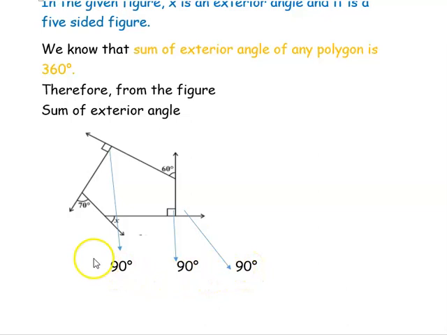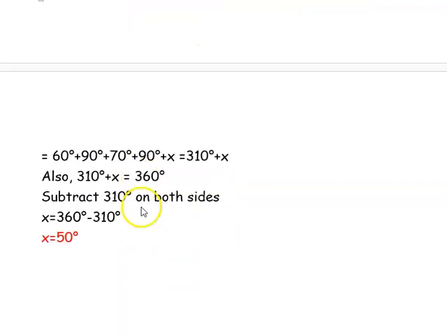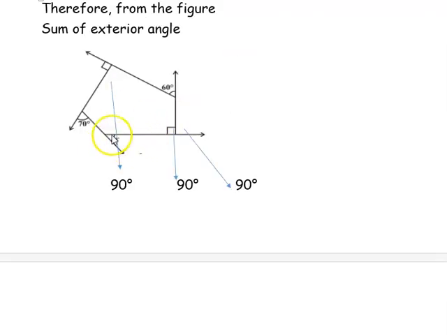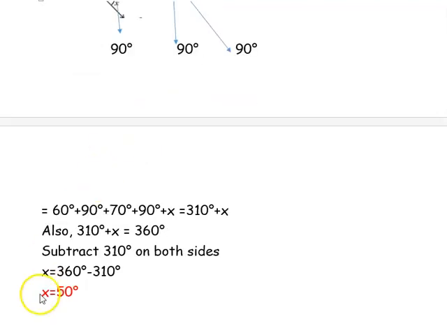Now to find the sum of all exterior angles, we add all the given exterior angles. The given exterior angles are 60 degrees plus 90 degrees plus 70 degrees plus 90 degrees plus x. If you simplify all these, you will get 310 degrees plus x. We know that this sum is equal to 360 degrees. So we equate 310 degrees plus x equal to 360 degrees. We subtract 310 degrees on both sides to get the value of x. If you solve this, you will get x equal to 50 degrees. Thus the missing exterior angle x is 50 degrees.